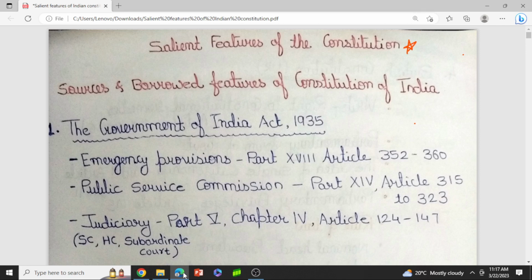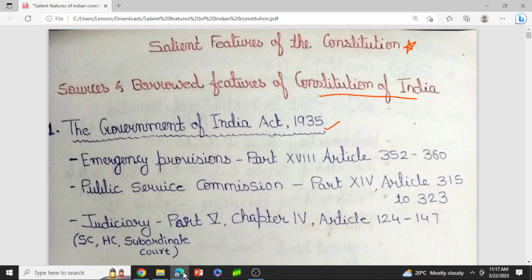Before moving to the salient features, let's understand what are the sources from where the features of this Constitution of India have been borrowed, from where all the different characteristics which make the Indian Constitution so lengthy and so unique in nature have come. So from where has it been borrowed? The Government of India Act 1935.